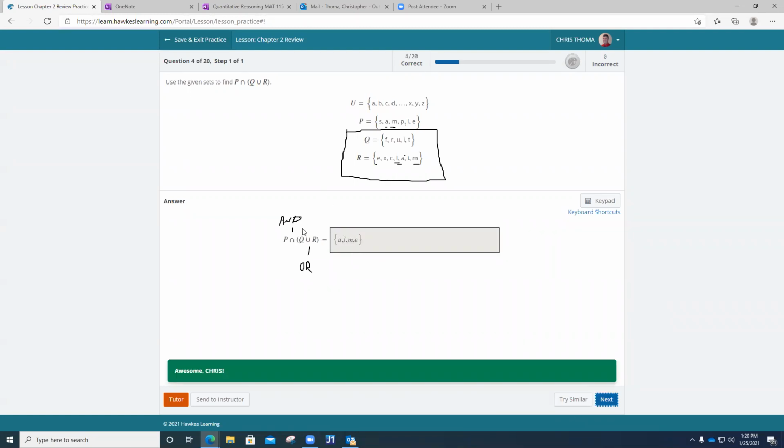All right, because "or" means it could be in either one. That's why I drew this box. So "all" are all of those values, or letters, sorry, in that set. And then a P is up here. So then I had to look and see what they had in both. "And" means they must apply in both.